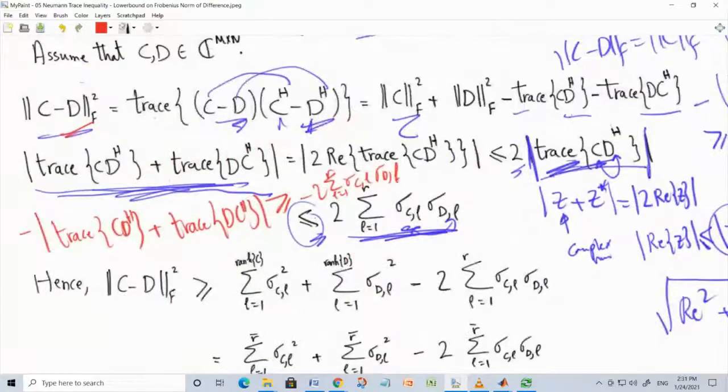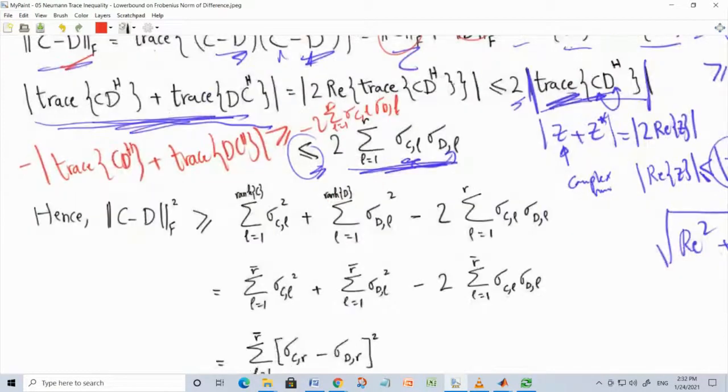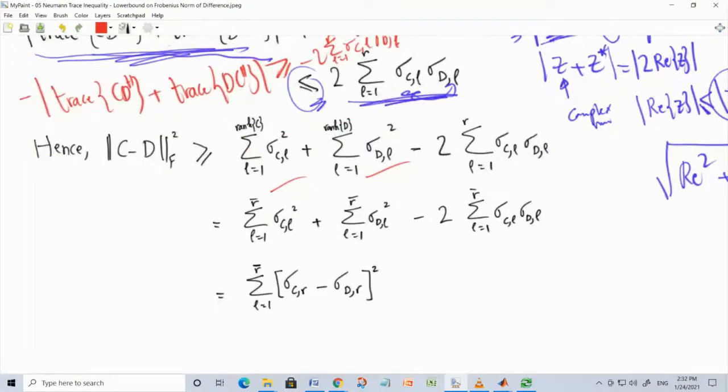And remember that the squared Frobenius norm of a matrix can be written as the sum of the squares of the singular values. So you can take these two quantities here and write them in terms of the squares of the singular values, and then you can combine the three sums into this lower bound. It's a very important lower bound, and the derivation rests largely on the application of the von Neumann trace inequality. Any questions?